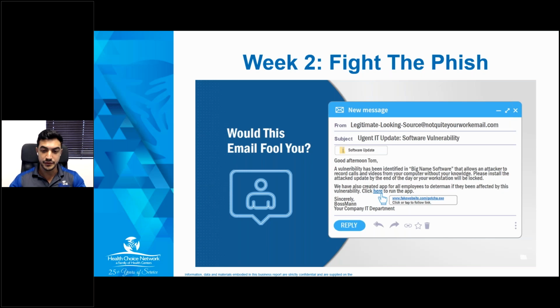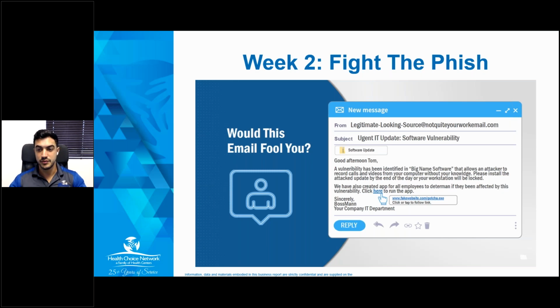In this example, it says a vulnerability has been identified in your system. You can be hacked. You need to install some update right away to fix the issue. That's a scare tactic. They're trying to scare you into clicking the link or downloading the software right away, which is usually a virus.